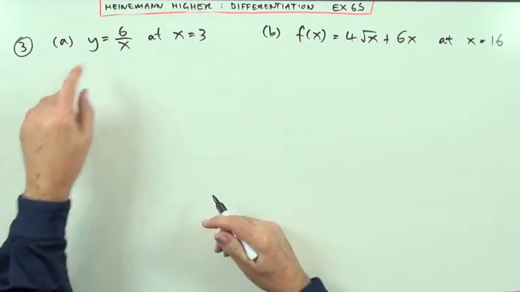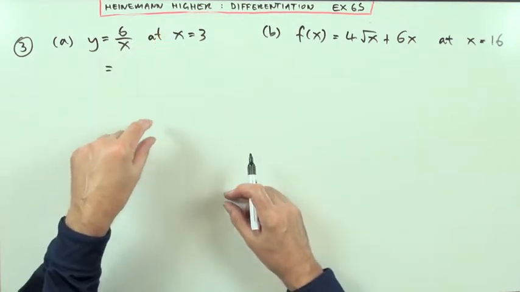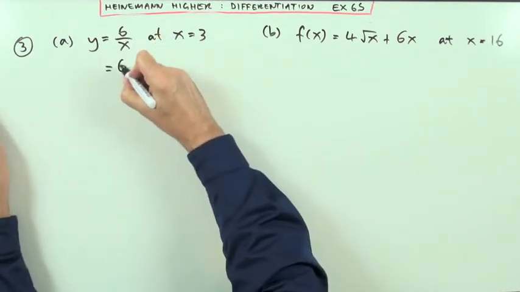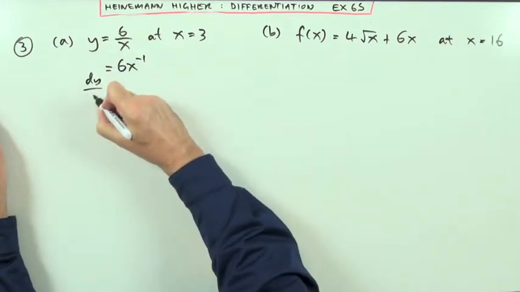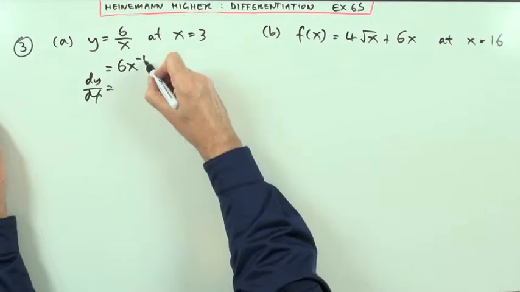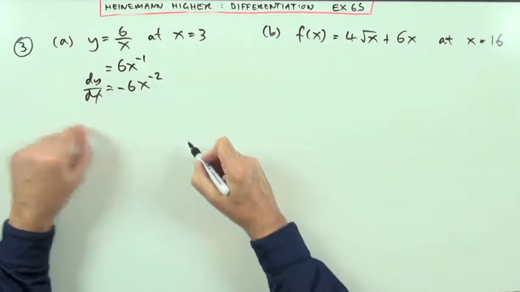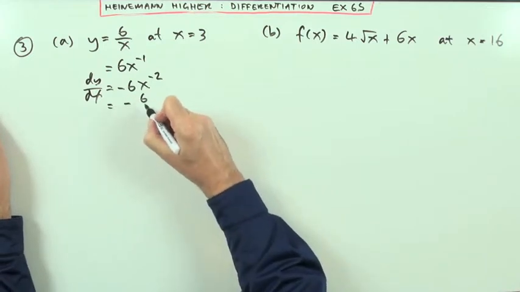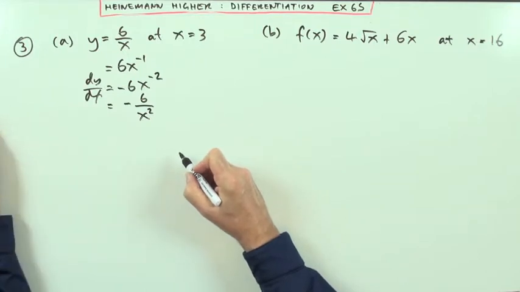So the first one, differentiate it. It's not ready yet, because I haven't got it as coefficient x power. So I'll have to take that x up to power negative 1. Now I can do it. dy by dx is going to be multiplied by the power, negative 6. Take 1 off the power, negative 2. So that means negative 6. Negative power means it should have been underneath, squared.